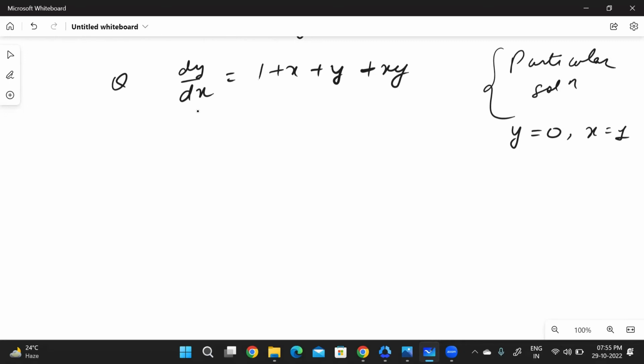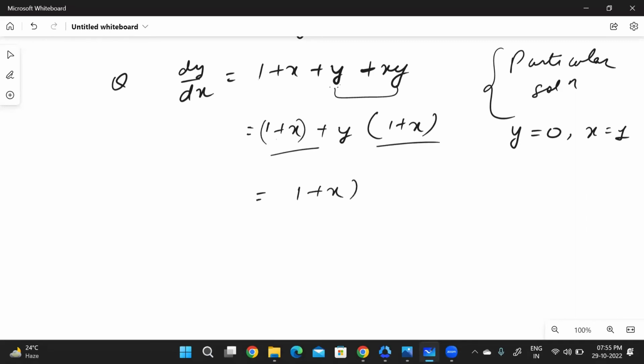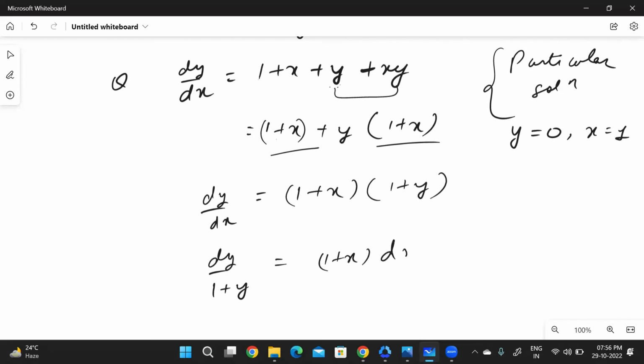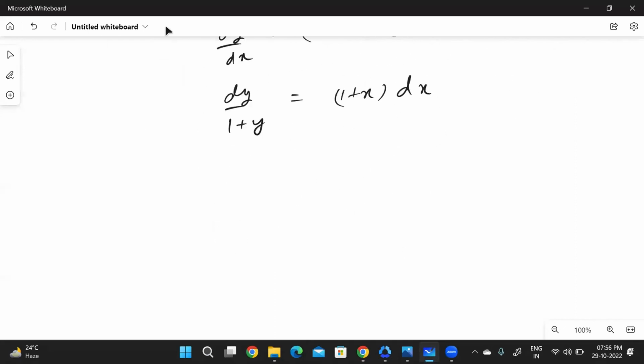So we can take common 1 plus x in both these terms. Let's write it like this: 1 plus x, plus y times 1 plus x. Now we see that 1 plus x is common here and here, so we can write 1 plus x times 1 plus y gives dy over dx. Once we have done this, we can do variable separable to write it as dy over 1 plus y equals 1 plus x dx. Now we can integrate.